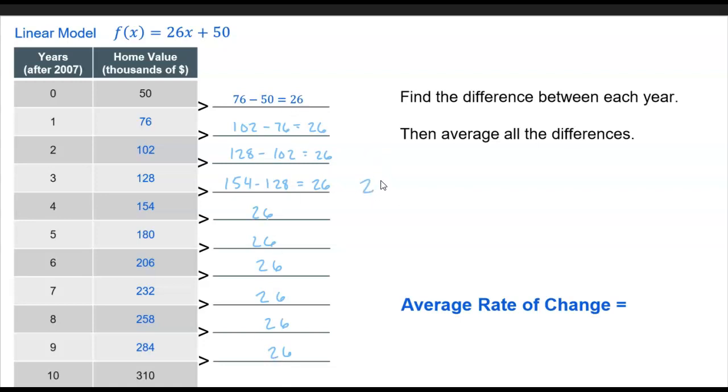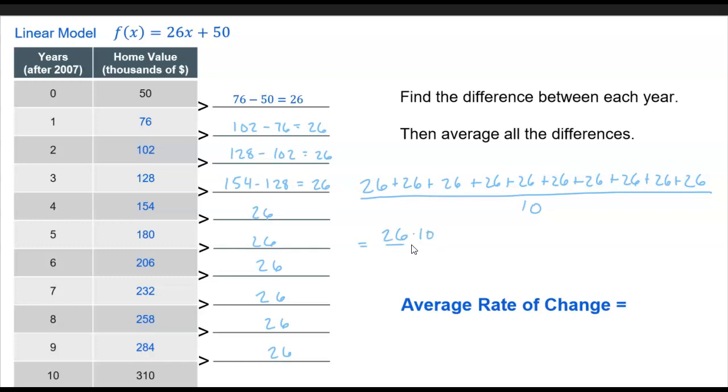So to find the average of them, here we go. We're going to add all of them together. There are 10 of them, I believe. 1, 2, 3, 4, 5, 6, 7, 8, 9, 10. And then we divide by the count, which was 10. Well, adding a number 10 times is the same thing as multiplying by 10, right? So this is going to be 26 times 10 divided by 10, which is 260 over 10, which gives us 26. Our average rate of change is 26.